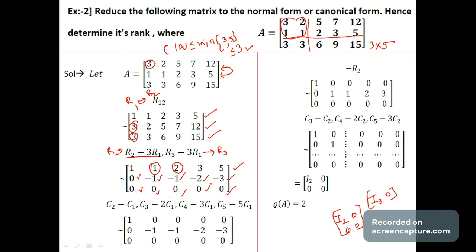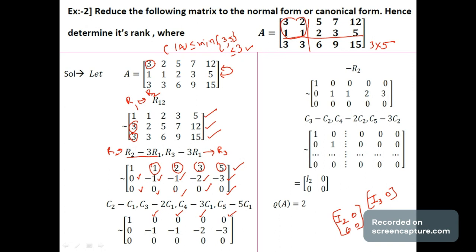1, 0, 2, 0, 3, 0, and 4, 0. All the elements are located in column 2, column 3, column 4, column 5. Now we make these elements 0, so we have to apply the column operations. So C2 tends to C2 minus C1. So 1 minus 1, 0. Next, C3 tends to C3 minus 2 into C1. So that is 0. Next, C4 tends to C4 minus 3 into C1, so that element is 0. Next, C5 minus 5 into C1, so that element is 0.